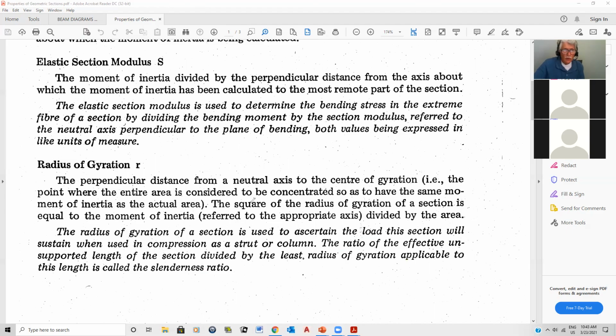So that's just a quick overview of what you should have been learning in physics. I don't want to bore you with this. And of course, we're going to be using these properties to calculate the section properties of composite materials.